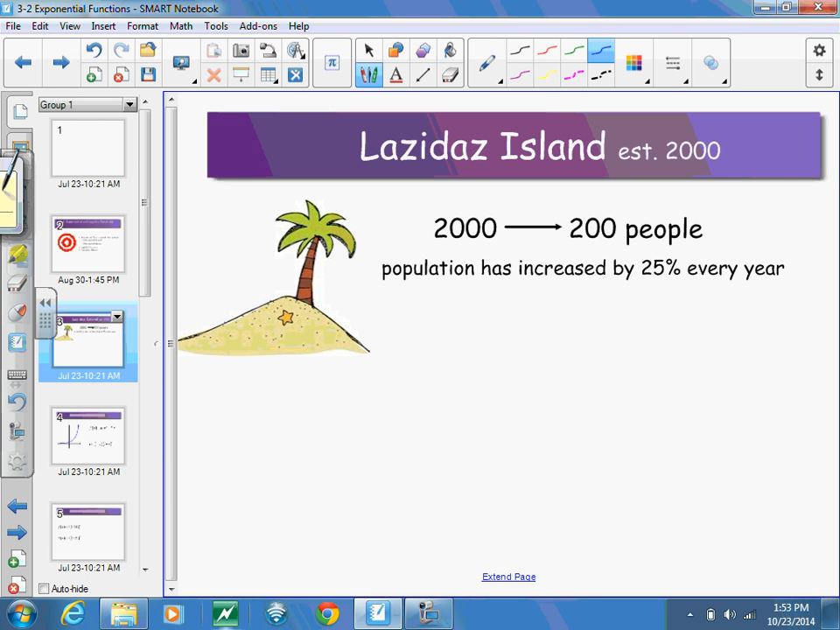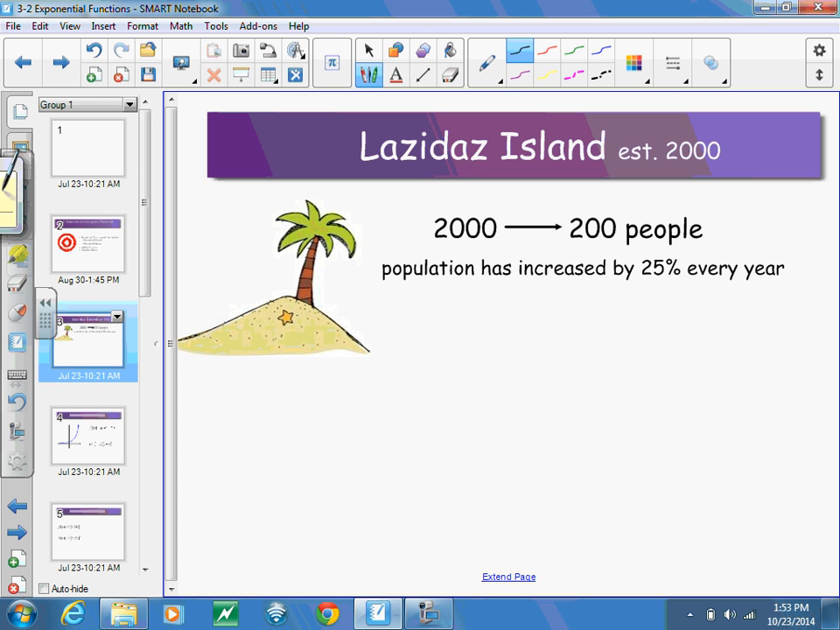So starting out, let's say we have this Lazy Days Island, and Lazy Days Island was established in the year 2000, and when you go to this island, you don't have to do anything. You do not have to work. You don't have to go to school. You can just do whatever you want. So if you want to lay out in the sun, you can do that all day. In the year 2000, 200 people started this island. Since then, the population has increased by 25% every single year.